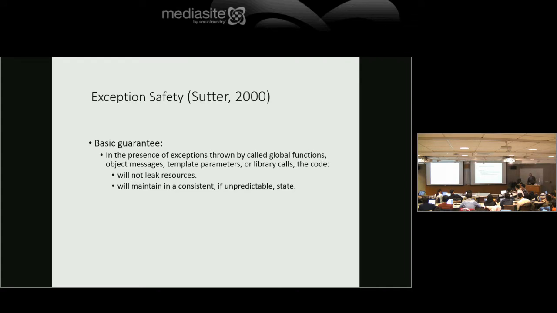Okay, exception safety, basic guarantee. In the presence of exceptions thrown by called global functions, object messages, template parameters, or local calls, the code will not leak resources, and will remain in a consistent but perhaps unpredictable state. And that's fairly easy to guarantee. What it says is that I'm using exception handling where it ought to be used. It says I don't have uncaught exceptions.